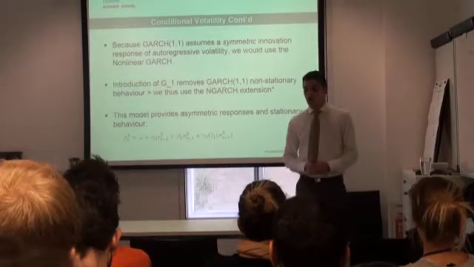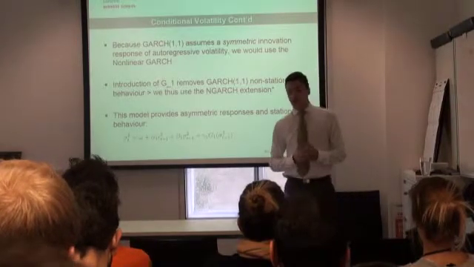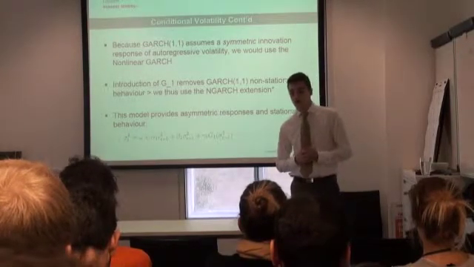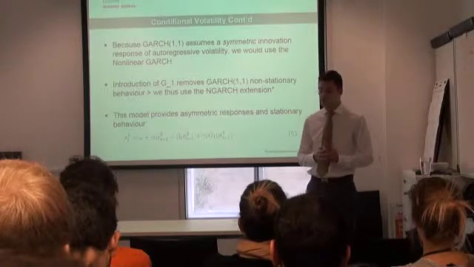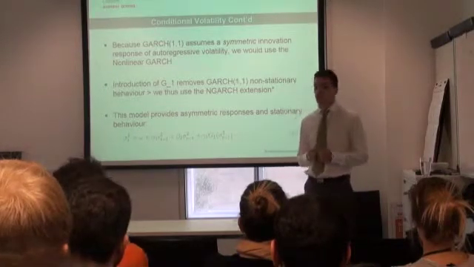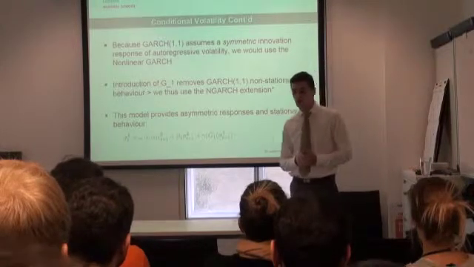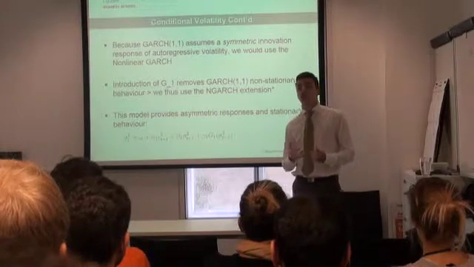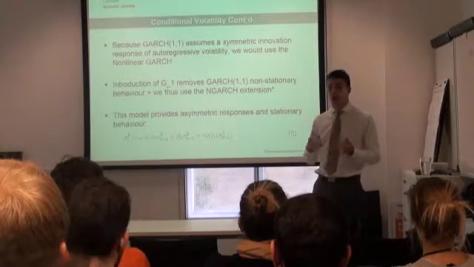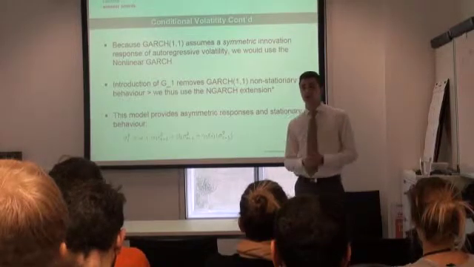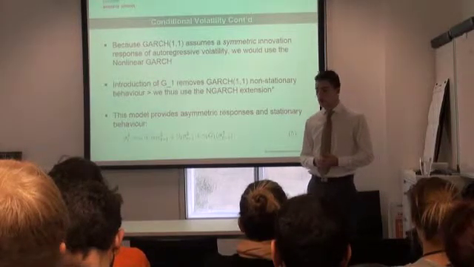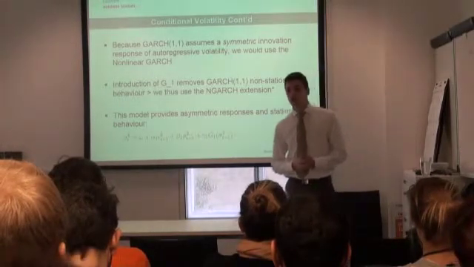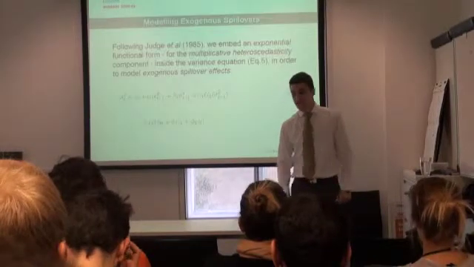However, because the GARCH 1,1 assumes a symmetric innovation response of the autoregressive volatility, we'd rather use a nonlinear GARCH. We are able to introduce a function G1, which is able to remove the GARCH 1,1 non-stationarity, and therefore we use an N-GARCH extension by Higgins and Bera, which is able to provide an asymmetric response, which is what we are looking for, and in fact a stationary behavior for our conditional variance of electricity price returns.